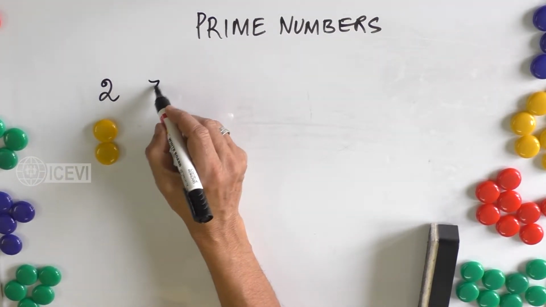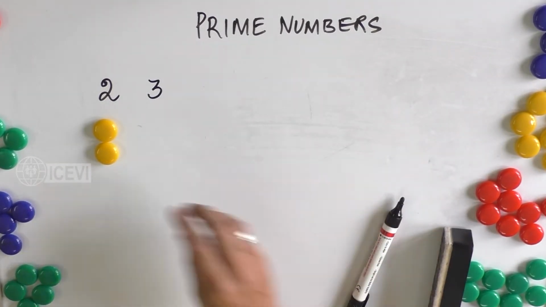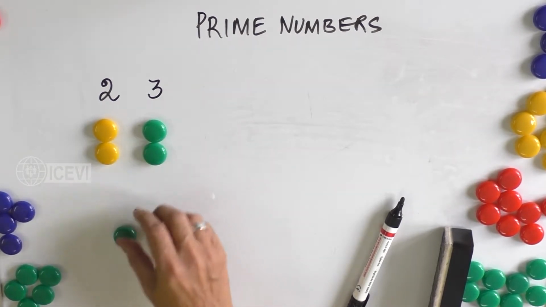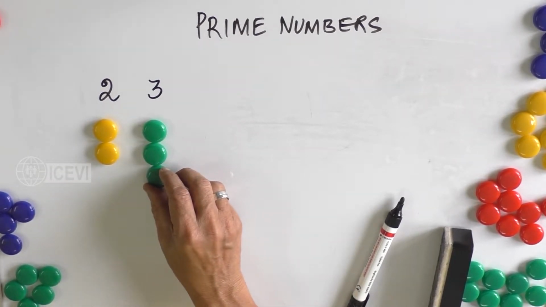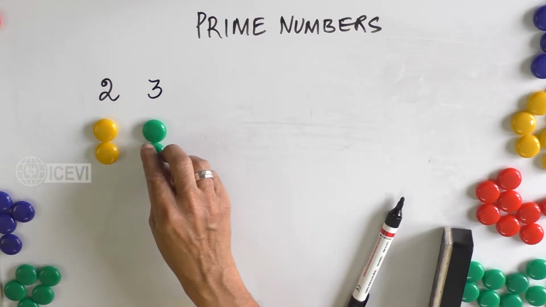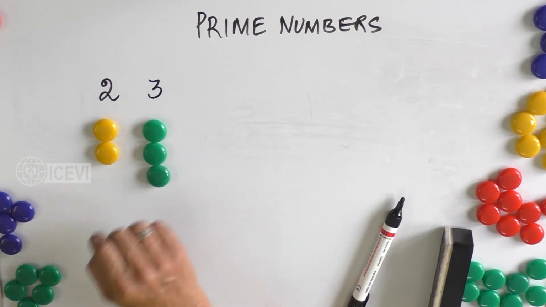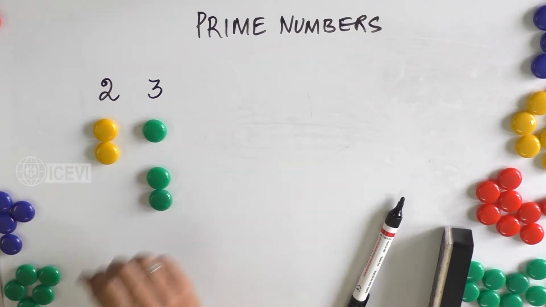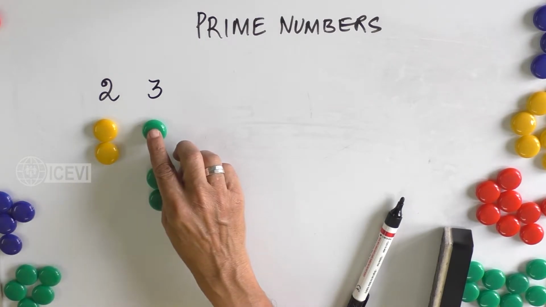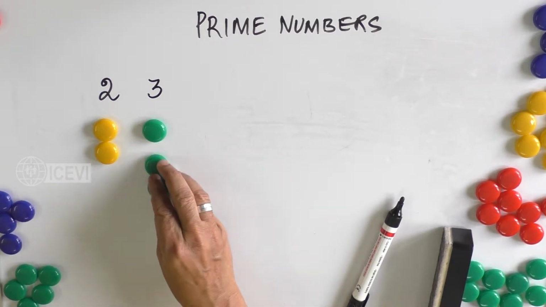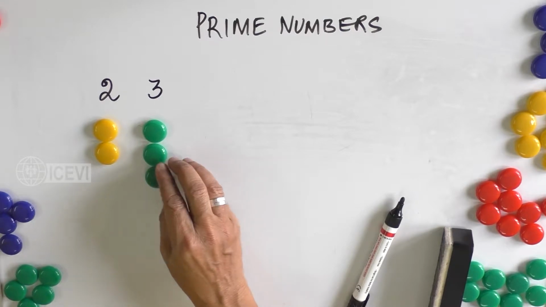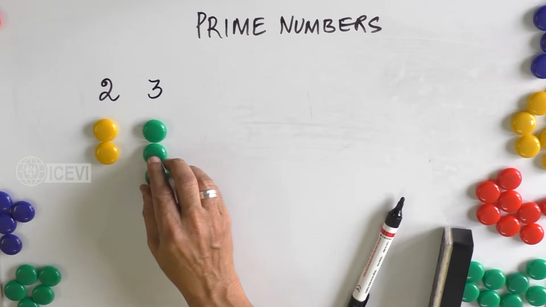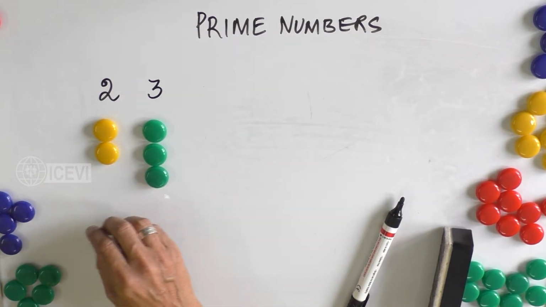Now let us take 3. Can we say 3 is a prime number? Well, we have to apply the definition. Can 2 serve as a divisor for 3? Well, when you take 2, then you get a remainder 1. That means 2 is not a divisor. If 2 is a divisor, then the remainder should be 0. So that means 3 is a prime number.